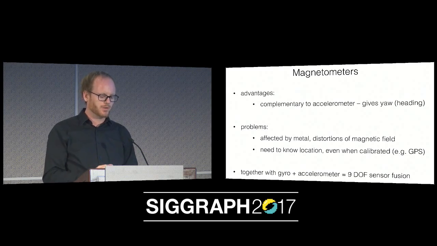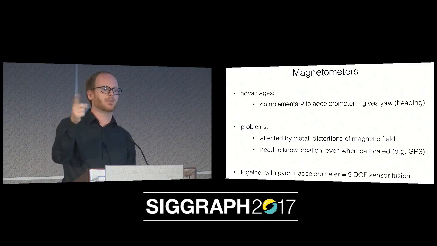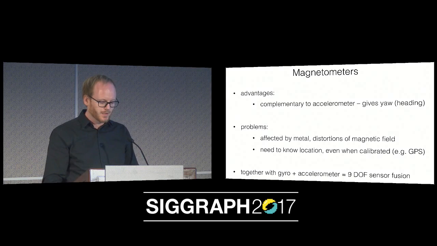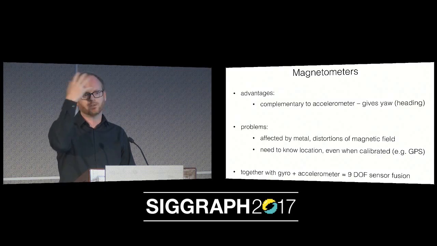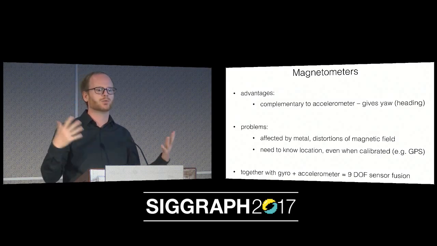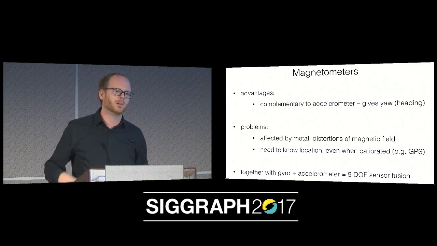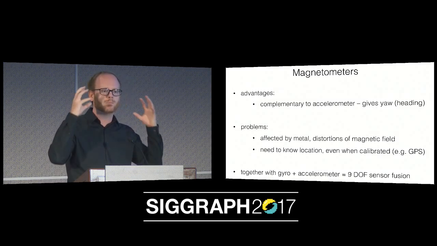The magnetometers are complementary to the accelerometer because they help us figure out what the yaw is, because they always point north, at least in our latitudes. The problem is that the magnetic field is quite affected by metal distortions of the magnetic field. Any kind of electronics that are around the magnetometer will distort the magnetic field, and we're going to get unreliable measurements from the magnetometer unless we pre-calibrate it in the particular environment.